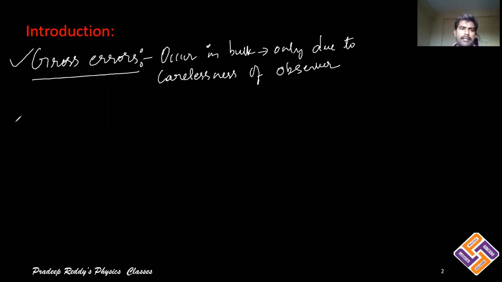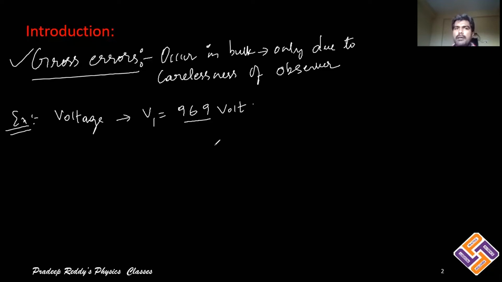For example, I'll tell you one simple example. You are measuring voltage. When you are measuring voltage, we have got the voltage value V1 equal to 969 volt. When you measure that value, you have got 969. But in the excitement, what you might write is 996 volt.